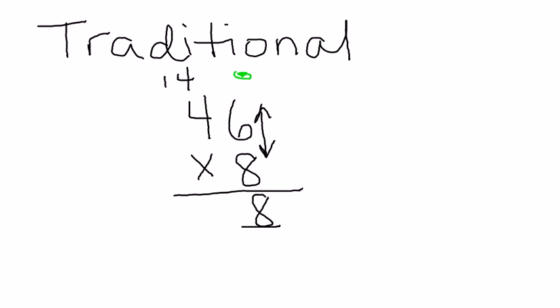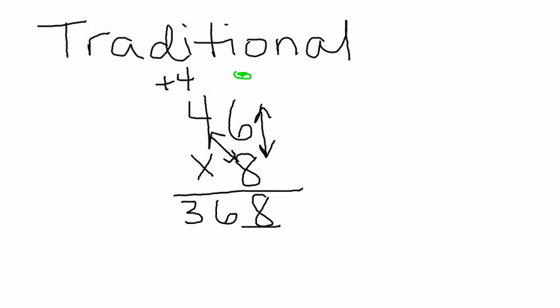Now what do I do with this 4? I'm going to add it to the product of my next multiplication problem, which is 4 times 8. I know that 4 times 8 is 32, plus 4 more is 36. So 46 times 8 is 368.